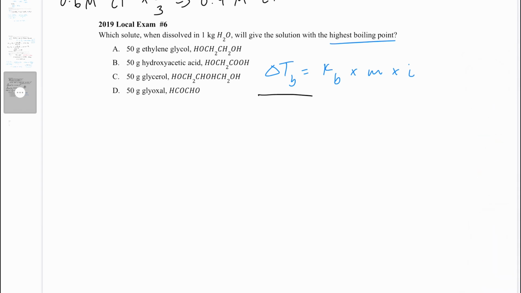But certain things are not going to change. First of all, Kb is not going to change. For all of these, we're going to be dissolving it in water, meaning the Kb value is just going to stay constant for all of these solutions. They're always going to be the Kb value of water.